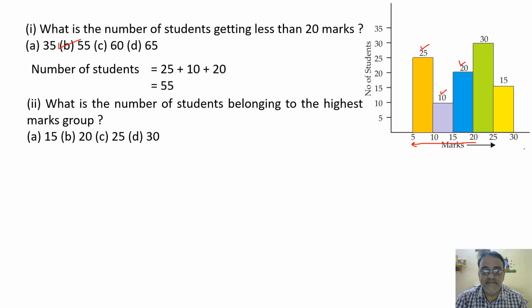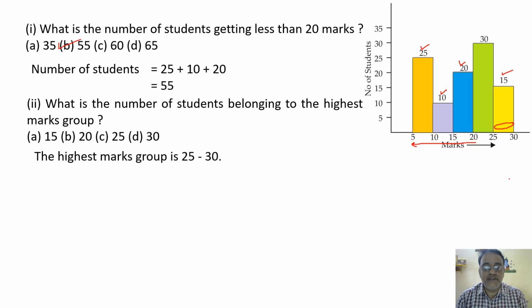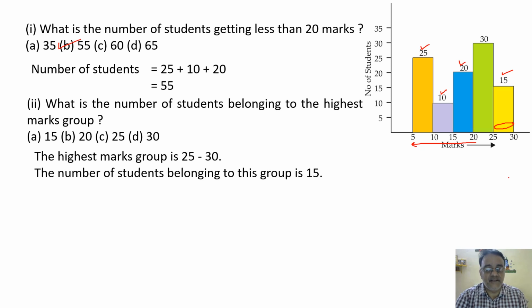कितने students हैं? हाँ? 30. कितने? Highest marks group है 25 to 30, right? And the total number of students is 15. Is that clear? The highest marks group is 25 to 30. टोटल टेस्ट जो है 30 मार्क्स का, तो ये हाईएस्ट मार्क्स का ग्रुप हो गया, and the total number of students belong to this group is 15, and the correct option is option A.